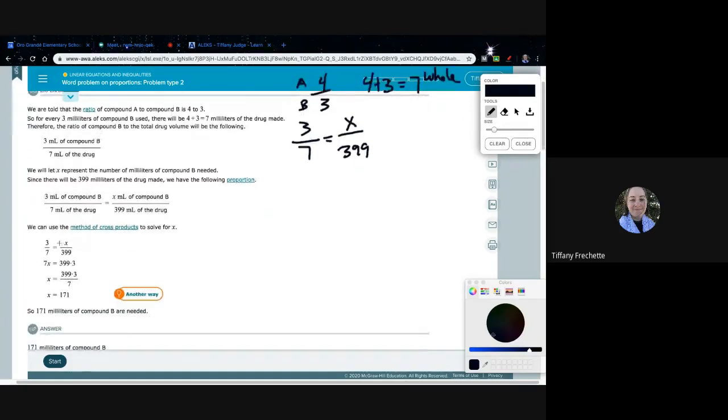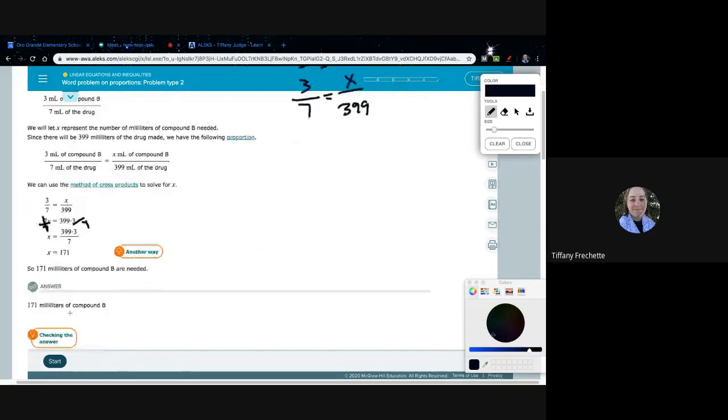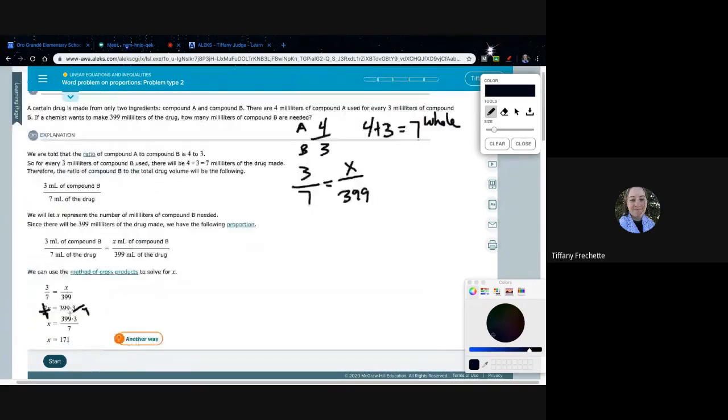Once we have a proportion written, we just cross multiply. So we have 3 times 399, and then 7 times x, so 7x. What they're not showing you here is they divided both sides by 7, which is why 7 cancels with 7 and x is by itself. That's why they have divided by 7 here. Then they multiply to divide, and they get 171 milliliters. So let's go ahead and try this one out, because I think it'll make a little more sense when we actually do one.